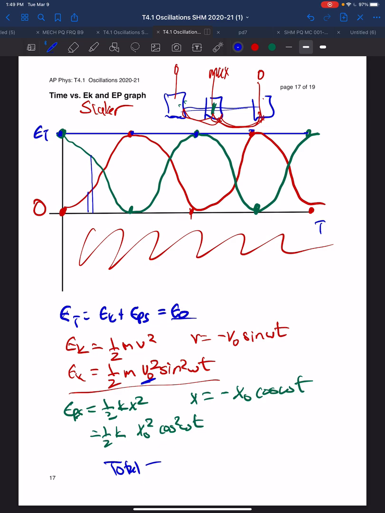So if we wanted to know, for example, the maximum velocity, all we need to know is the spring constant and the maximum displacement. And from that, we know that this potential energy will be equal to this kinetic energy. We can find the velocity.